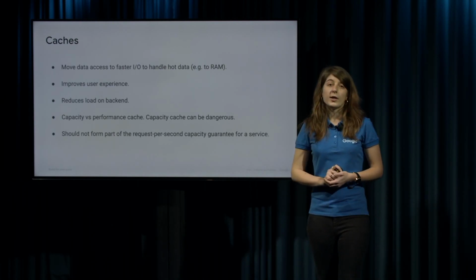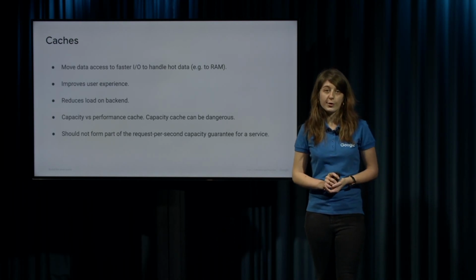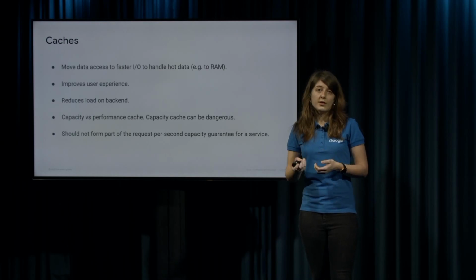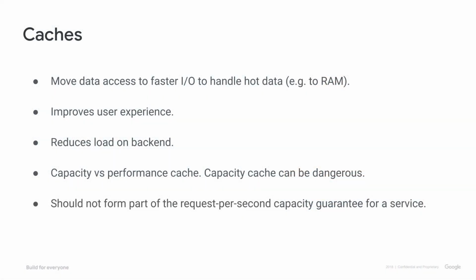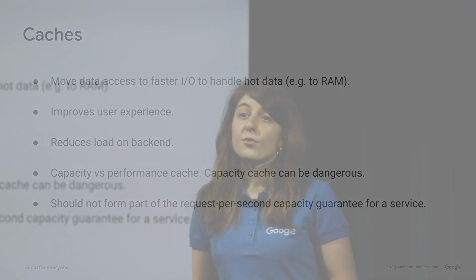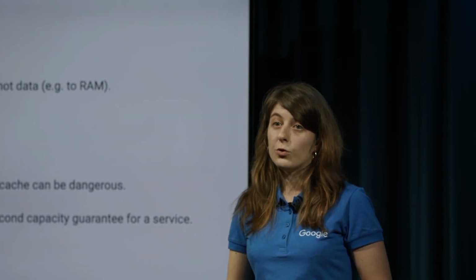Another solution is to add caches, which also help with hot data. So by doing this, you just move the data to a faster I/O to be able to handle it faster. If your data is on SSD, you can move it to RAM. If it is on HDD, you can move it to SSD. This improves user experience and reduces load on the backend.